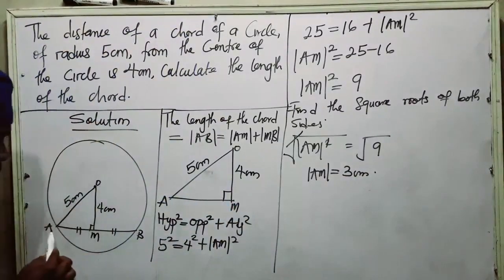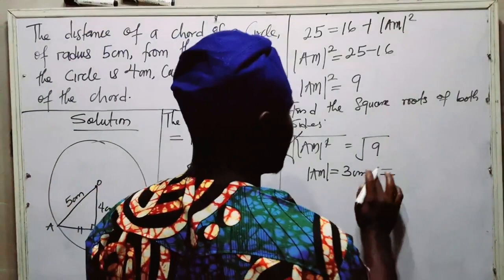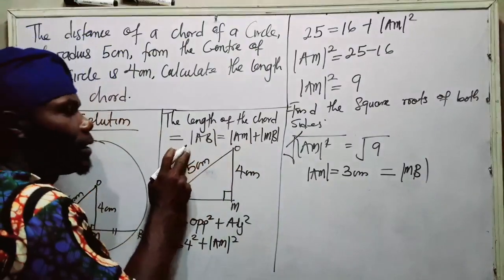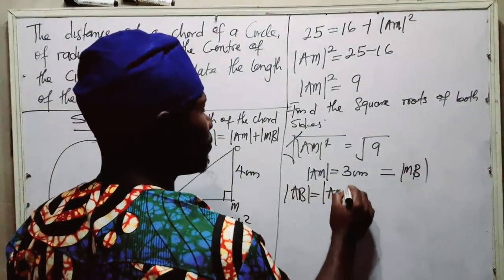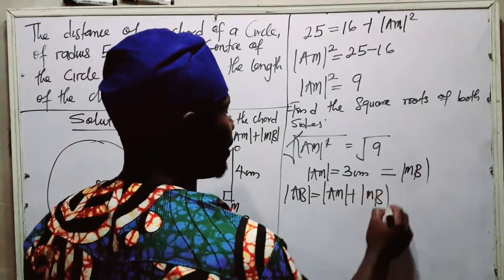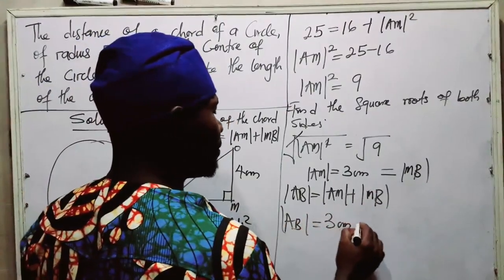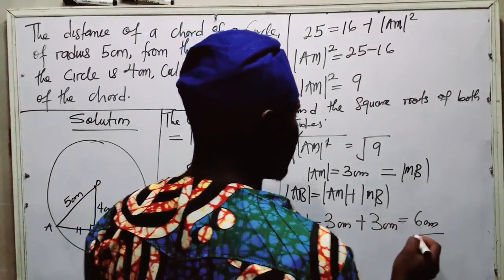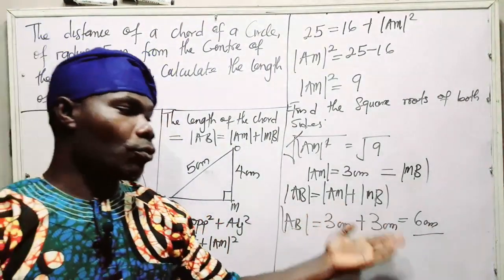So from the circle, this is AM, and AM is equal to MB. So if AM is equal to 3, at the same time it is equal to line MB. And the length of the chord, as I've written, is equal to line AM plus line MB. So the length of the chord, which is AB, will now give you 3 centimeters plus 3 centimeters, which is equal to 6 centimeters. So this is the answer for the question we have been solving.